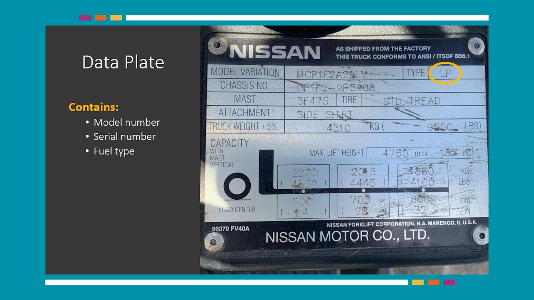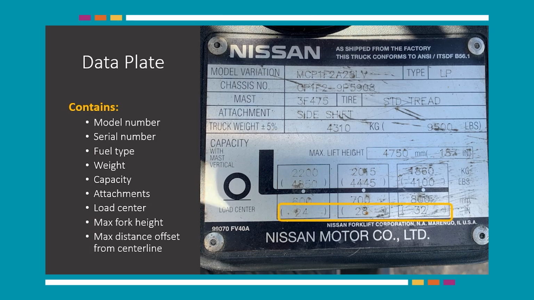The fuel type, in this case it's liquid propane. The weight of the forklift. The capacity that can be lifted. The attachments approved for use. As you can see, this forklift has a side shifter in place, meaning the carriage can be shifted left or right. The load center, the maximum fork height, and the maximum distance the forks can be offset from the forklift's center line.